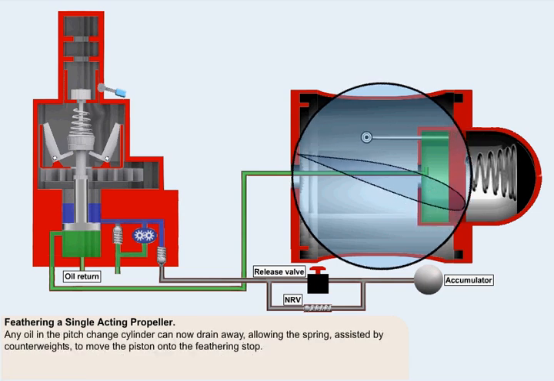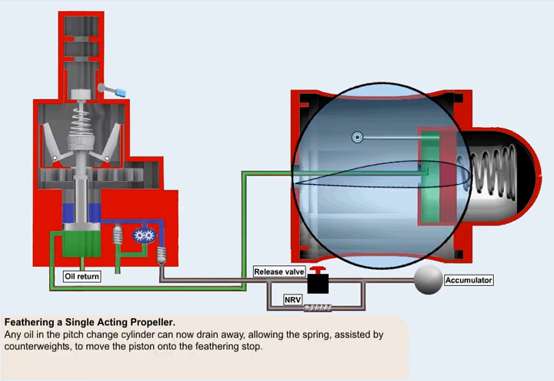Any oil in the pitch change cylinder can now drain away, allowing the spring or gas pressure, assisted by counterweights, to move the piston onto the feathering stop.